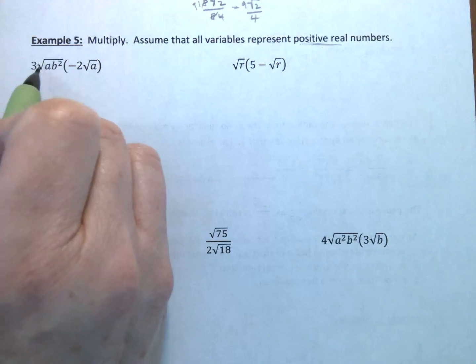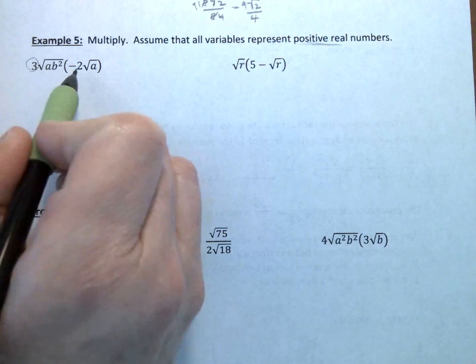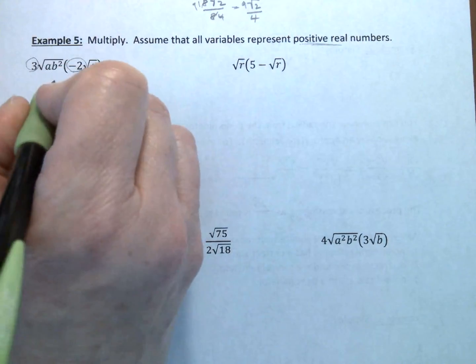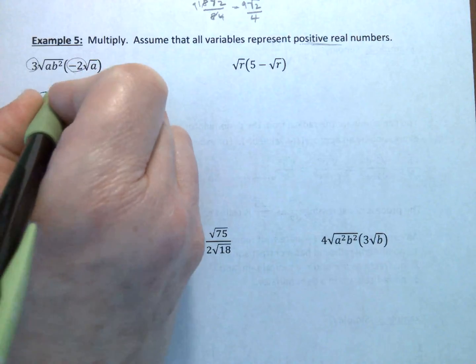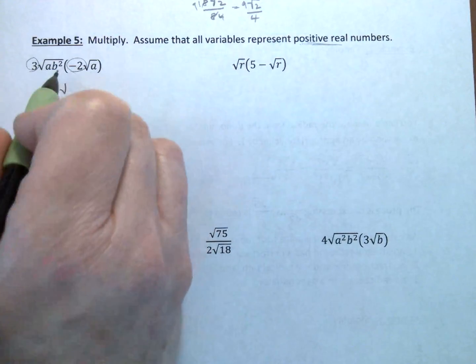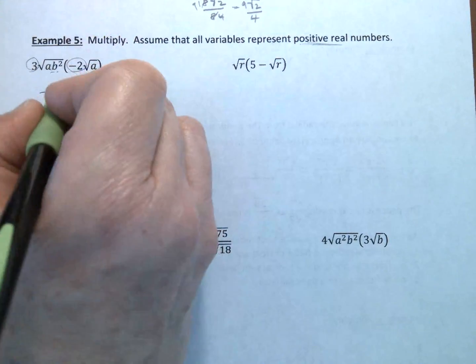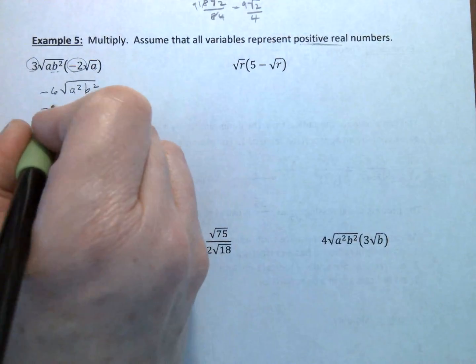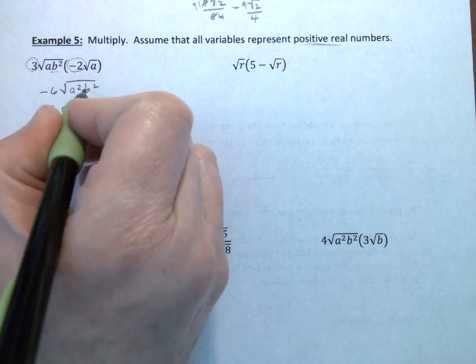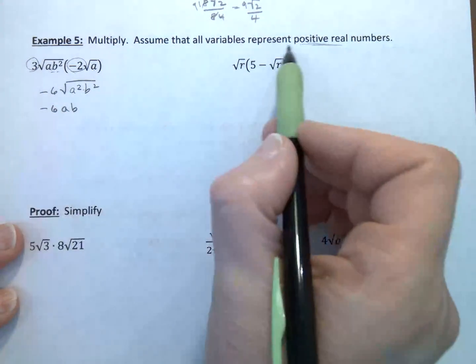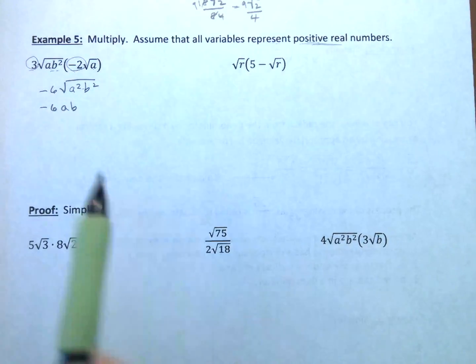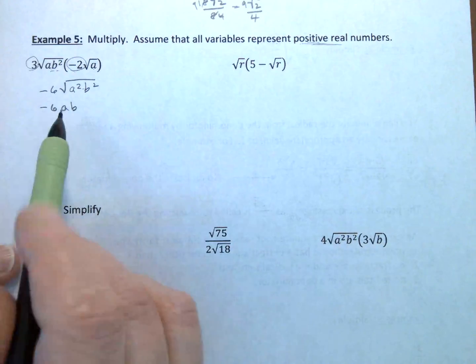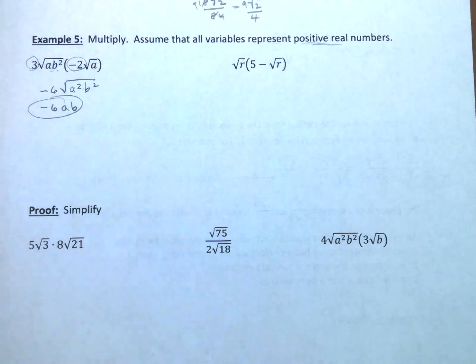So here's what I do. I'm going to multiply my coefficients. So my coefficients are 3 and -2, so that gives me -6. I'm then going to multiply everything that's under the 2 radicals. So I have a squared, b squared. Well, the square root of a squared is just a, and the square root of b squared is b. Remember that we're saying that a and b are positive, so we don't have to worry about any absolute value symbols. So there is the solution to my first one.